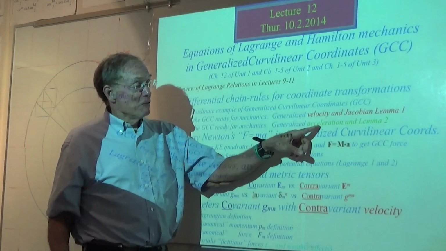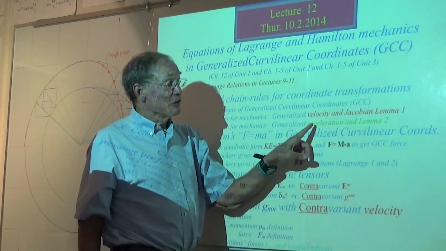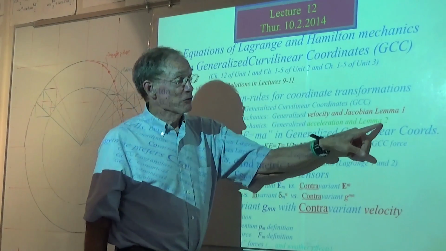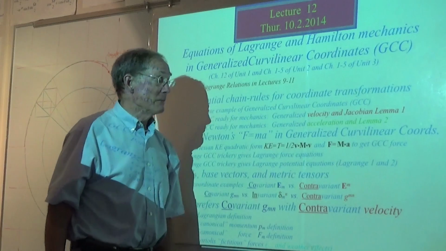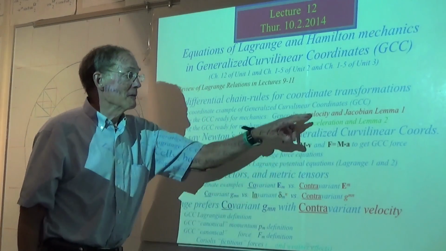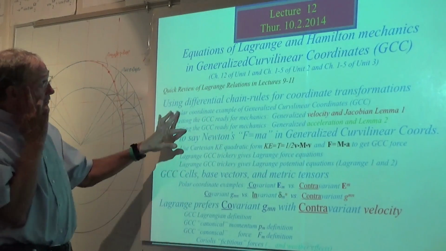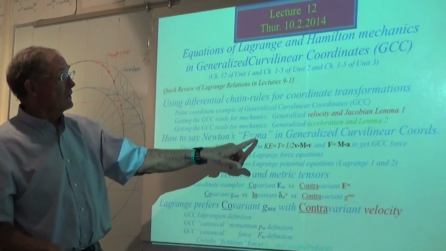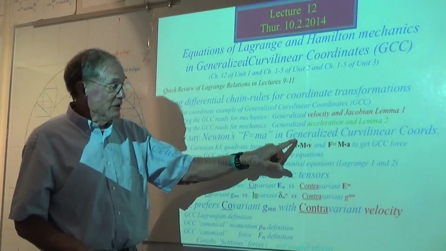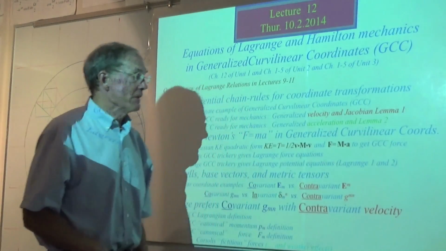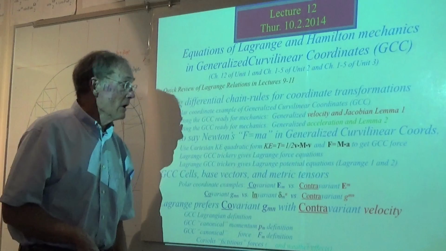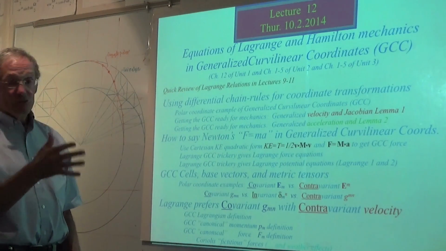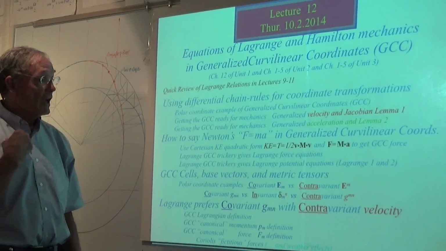And there will be a little bit of a hiccup as we consider second derivatives, as generalized acceleration, and a lemma that goes with them. Lemma 2 is not that much more complicated than lemma 1. Anyway, that sets you up for writing Newton's equations, that's F equals ma, in GCC. That's what we're going to do today. We're going to see how to do it, and then some of the power that you gain by doing this.